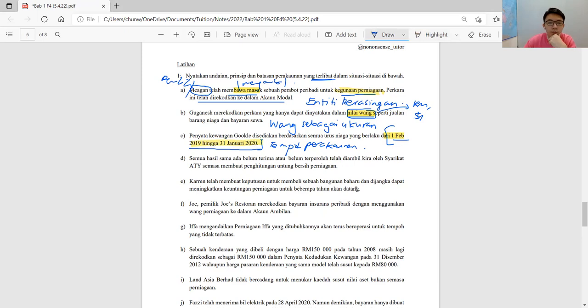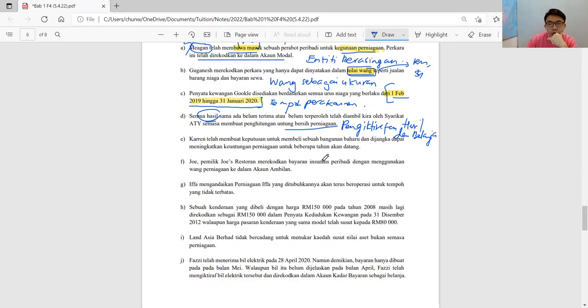Okay, now we go to D. Semua hasil, when you see hasil, atau belanja terboleh diambil kira oleh syarikat semasa membuat penghitungan untung bersih perniagaan. So what's the answer for this? When you see hasil or belanja, you know that this is pengiktirafan hasil dan belanja. You need to write the whole thing. Even though dalam soalan hanya ada hasil, this is the whole term. Pengiktirafan hasil dan belanja. Okay, are you guys okay so far? If okay, give me okay. Are you following or not?